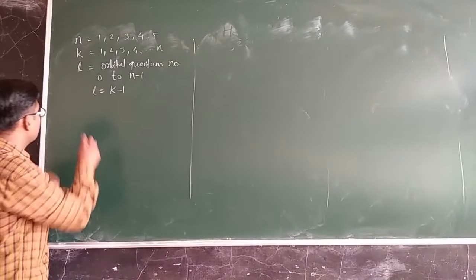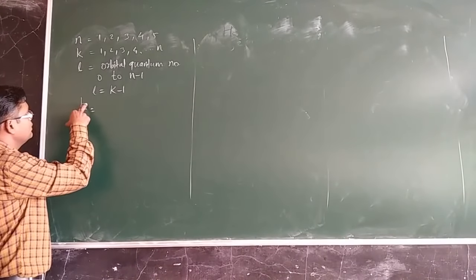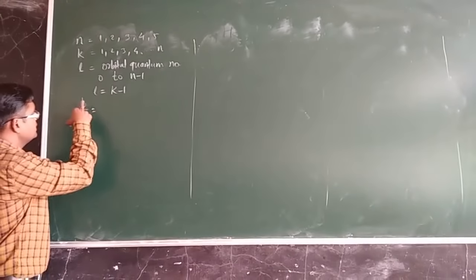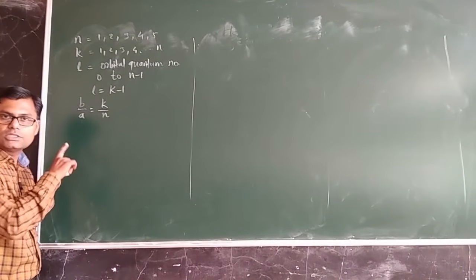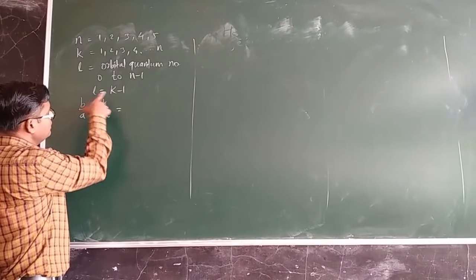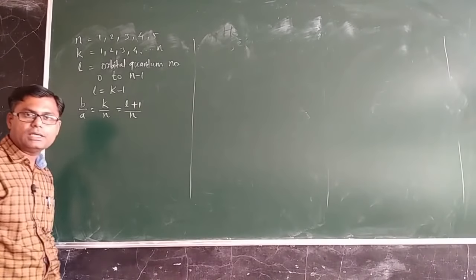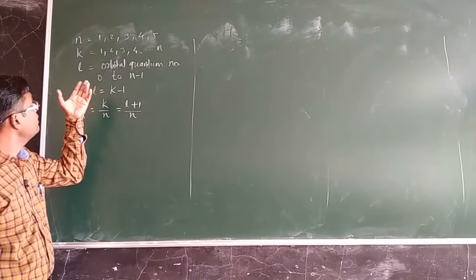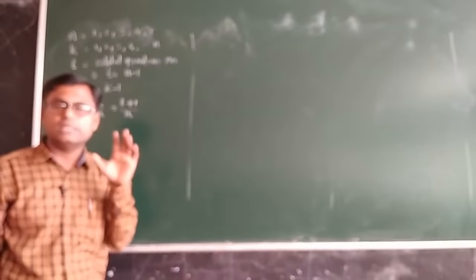So our formula, B by A, which is the length of the semi minor axis divided by the length of the semi major axis for an ellipse, was equal to k divided by n. Since k is now replaced by L, this becomes L plus 1 divided by n. This has to be remembered: as of now we require two quantum numbers in order to find out the state of the electron in the atom.